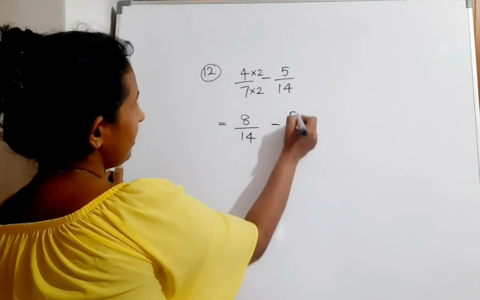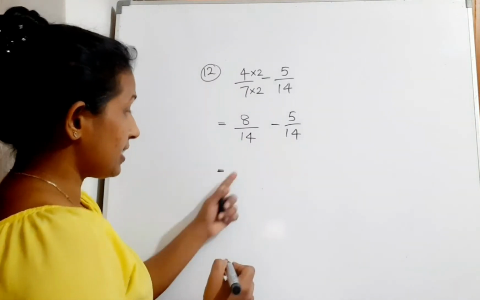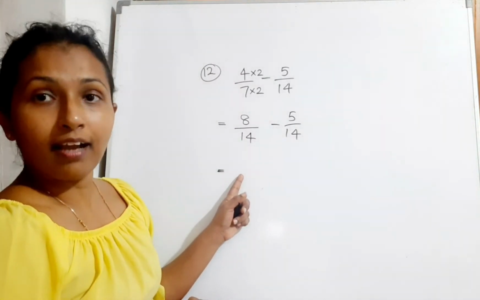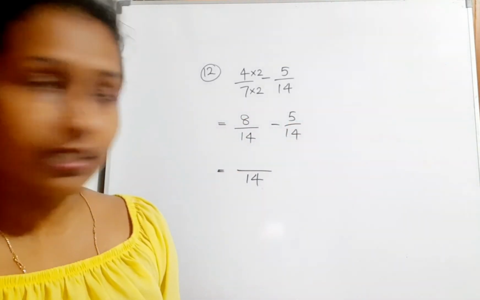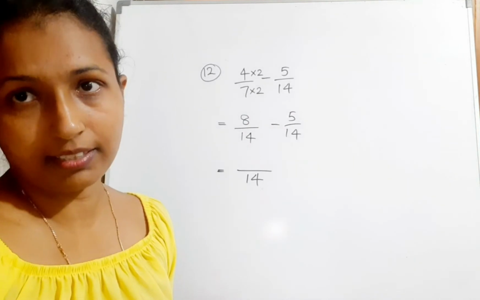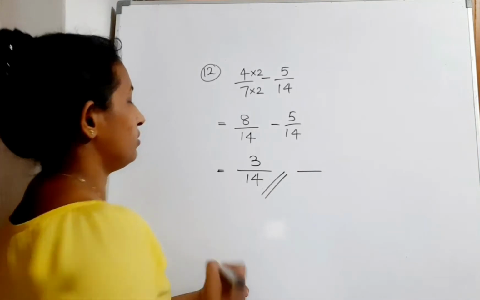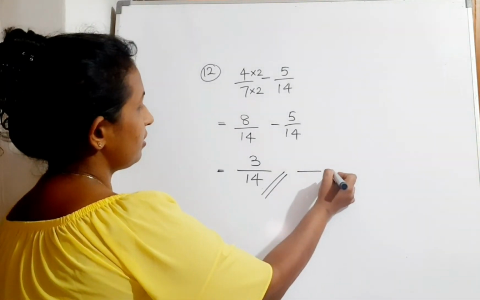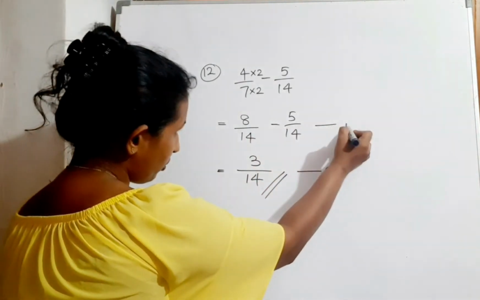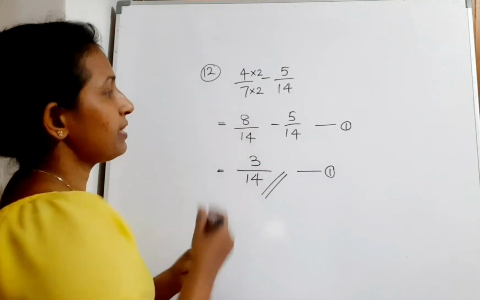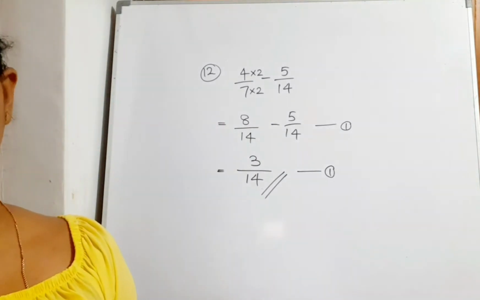Now you can see the denominators are equal. Then what is the answer? What is the denominator of the answer? Now the 14 only. The numerators are subtracted. 8 minus 5, it is 3. Then you will be given 1 mark for the answer and 1 mark for this part, to make them equal. That is how you will be given marks for that question.